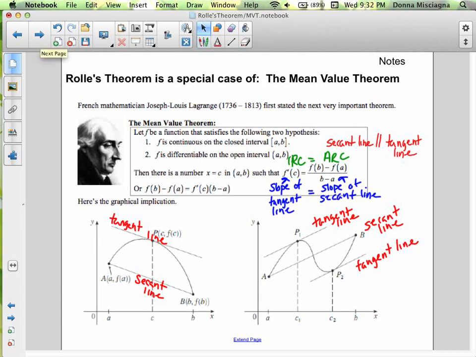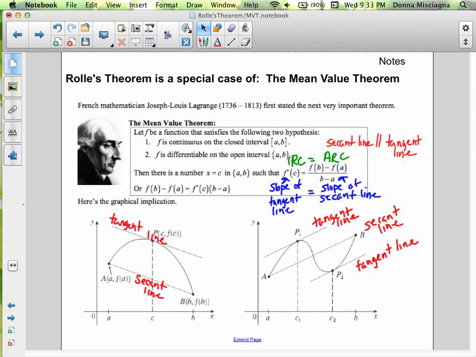So if our function is continuous and if it is differentiable on an interval, then there has to be a value such that the slope of the tangent line is the exact same thing as the slope of the secant line, which is what we just saw. In other words, the secant line is parallel to the tangent line. So it's guaranteed by the mean value theorem, so long as the function is continuous and differentiable on an interval.